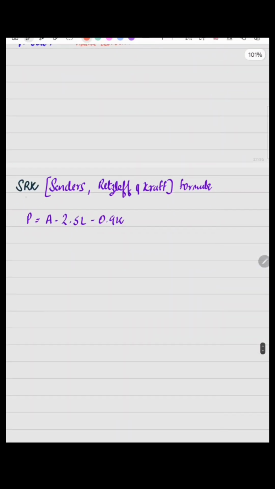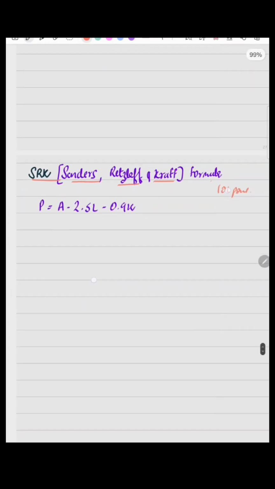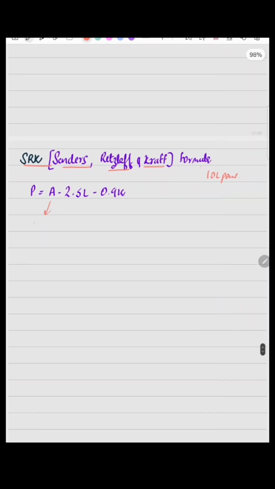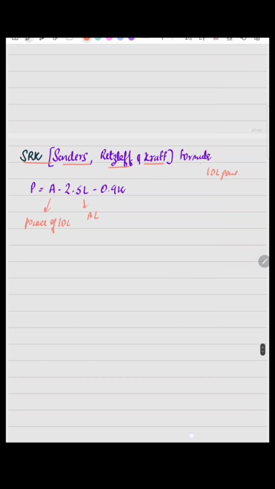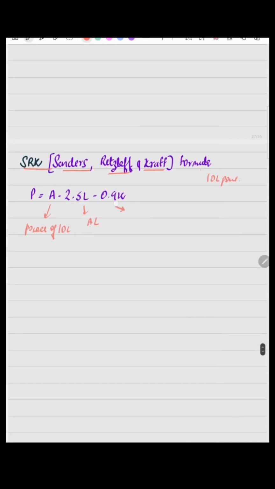Now the SRK formula is there. SRK is the Sanders-Retzlaff-Kraff formula for calculating IOL power, which is P = A - 2.5L - 0.9K, where A is the A constant of the IOL, L is the axial length of the eyeball in mm, which is determined by the A scan, and K is the average corneal curvature defined by keratometry.